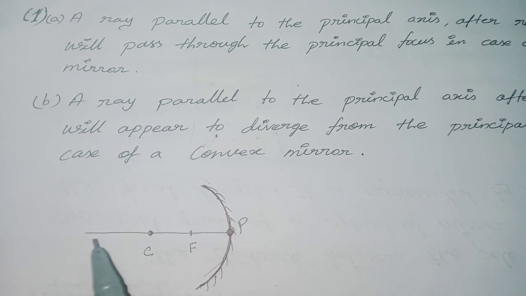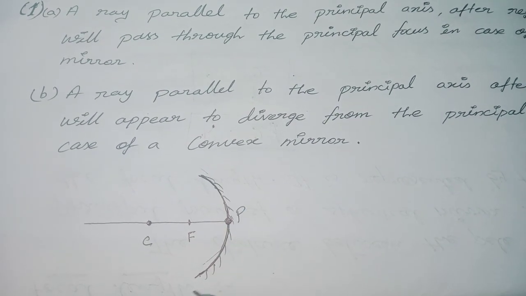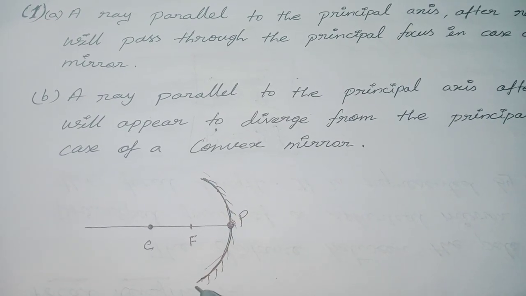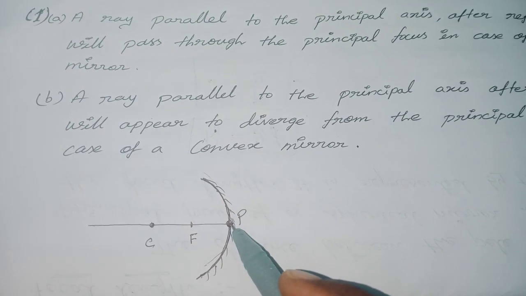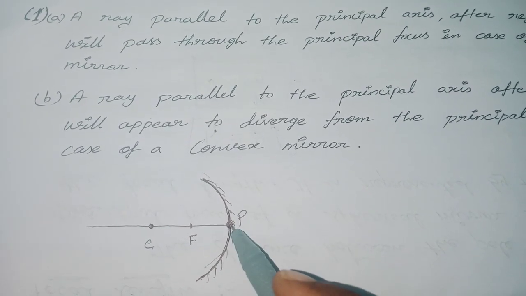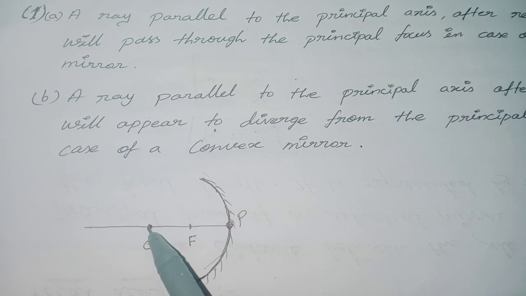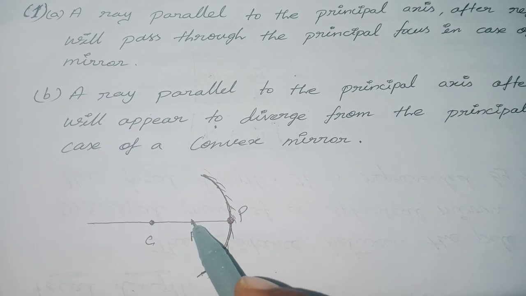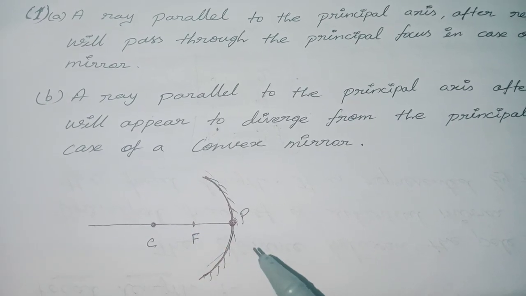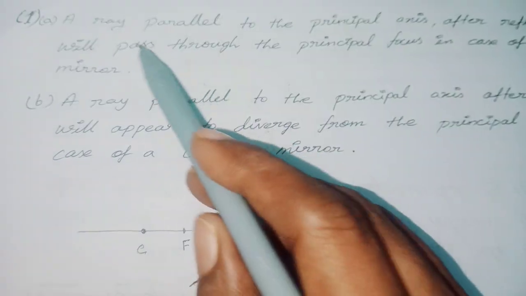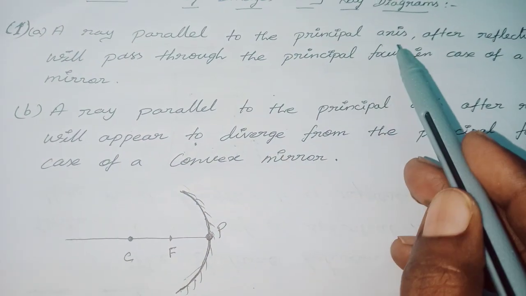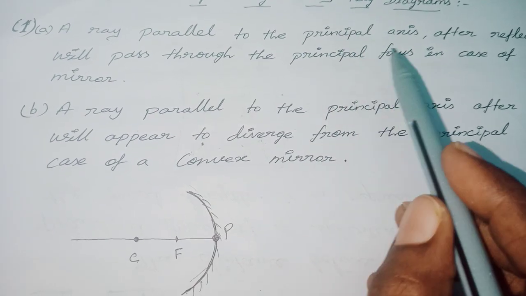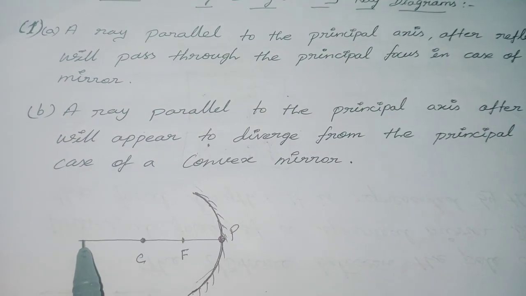Be clear about the diagram, students. This is the concave mirror, this is the faded part, and the front surface is the reflecting surface. This is the pole, that is the center of the reflecting surface, this is the center of curvature, that is the center of the sphere, and this is the principal focus. Now what is our point? The ray which is parallel to the principal axis. So we have to consider the rays which are parallel to the principal axis. This is the principal axis.